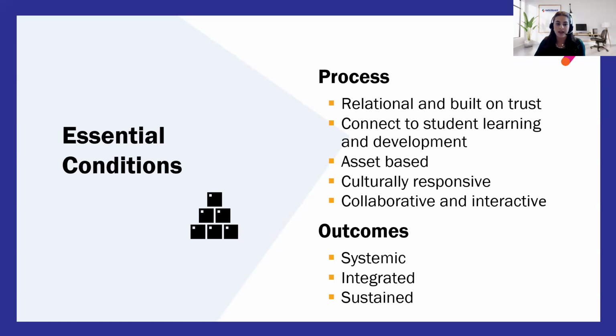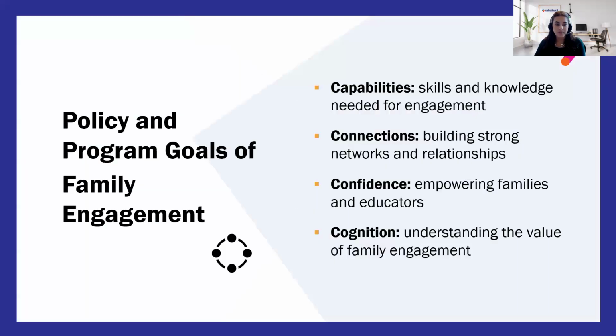It's got to be something that's not just a one and done. It's not just a one-time event. It's something that really can happen over time, that you can build on and continue to evolve. So those are the process and the outcomes necessary. And then on this slide, policy and program goals of family engagement.